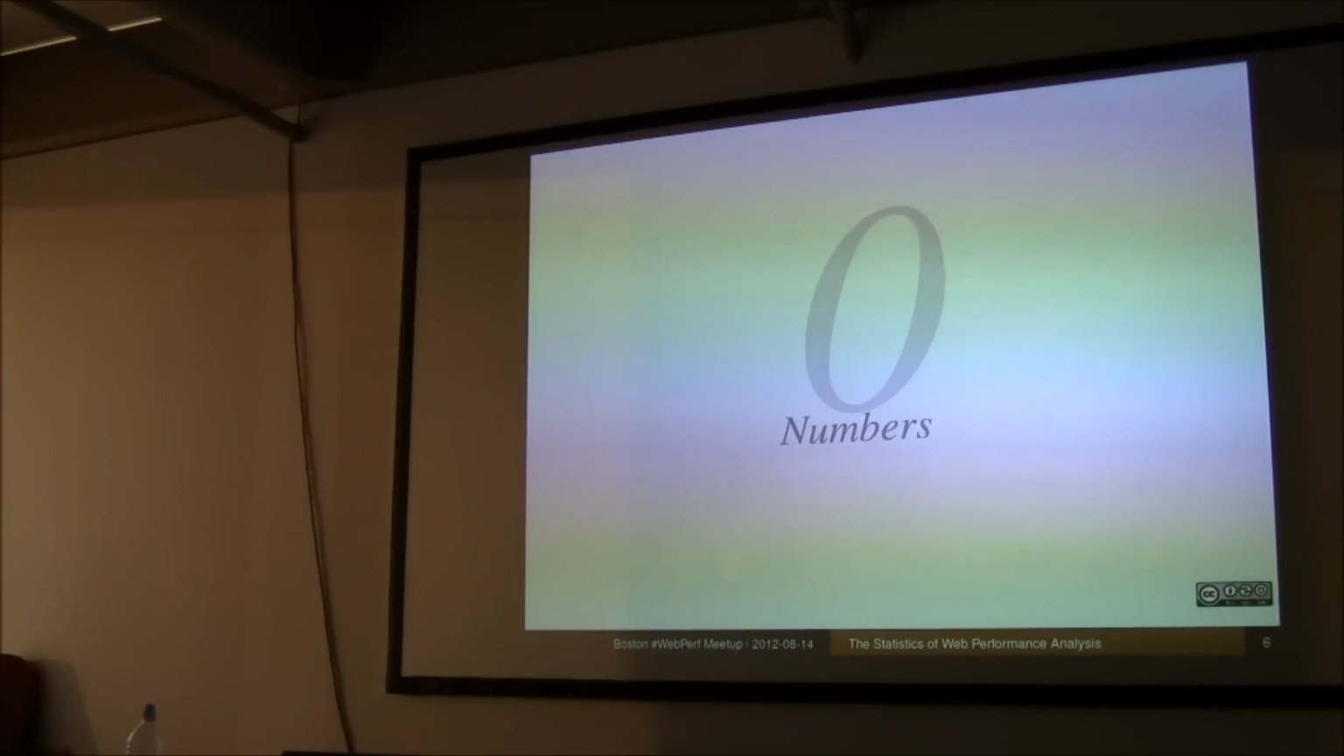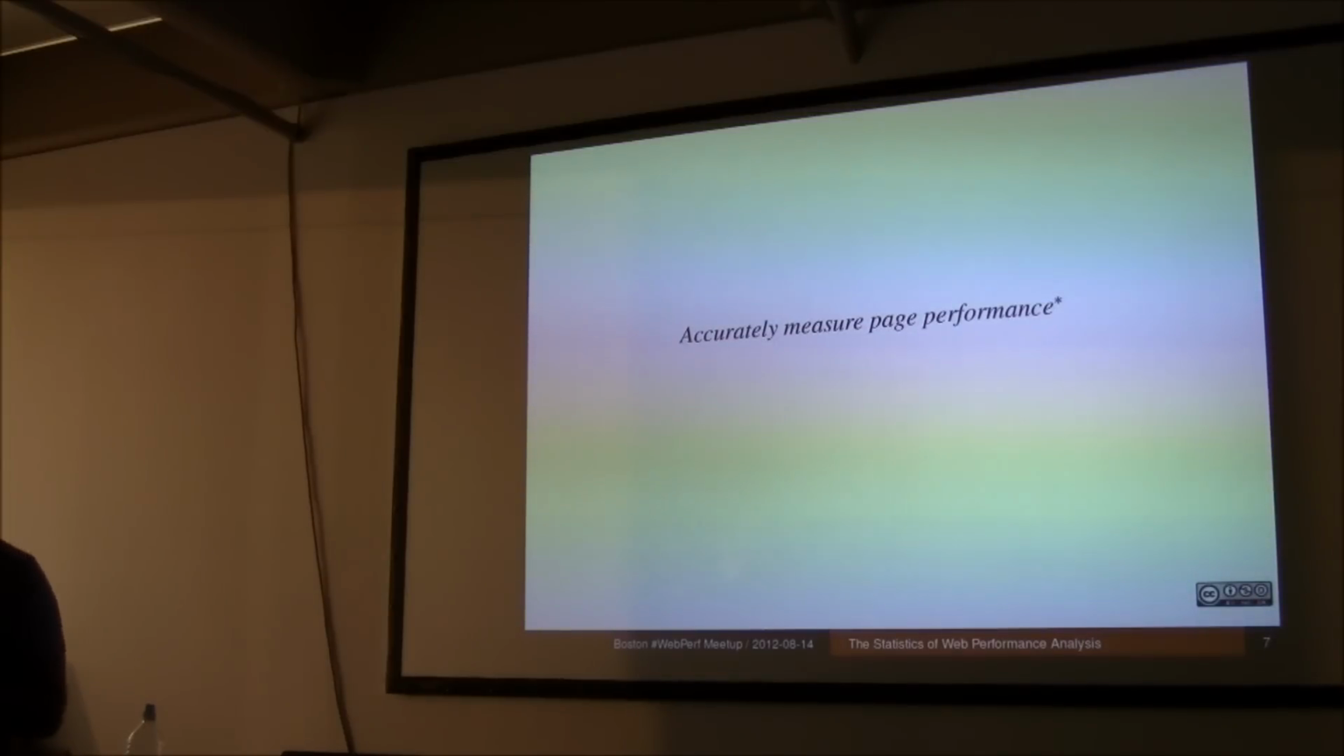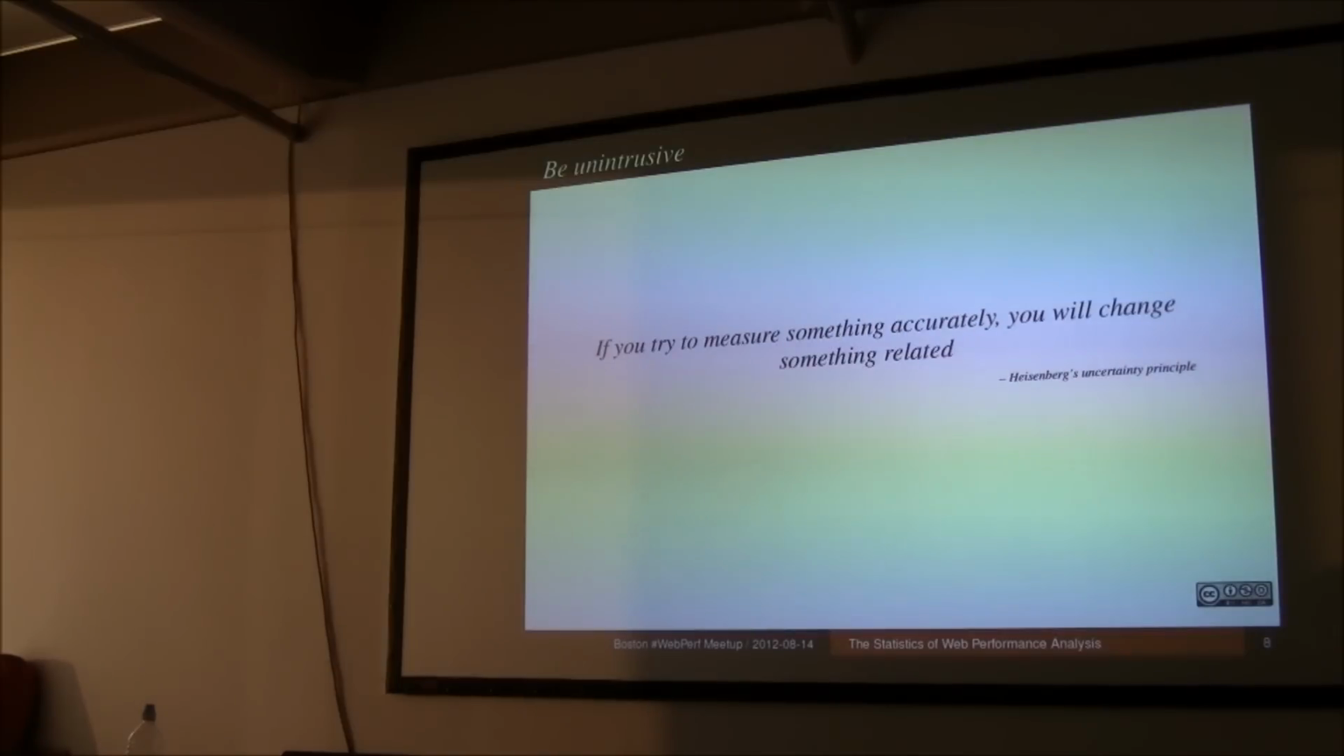So numbers. Who knows what numbers are? What are the numbers we care about? That's what I'm going to talk about here first. So what we're trying to do is accurately measure page performance. So we need some number that we, as a developer, as a performance engineer, I show to my boss and say, hey, this is our number. We're better than yesterday, or we're worse than our competitors or something. So what's that number that you use to quantify your performance? And how do you actually measure that accurately?